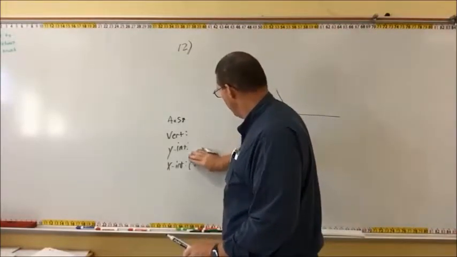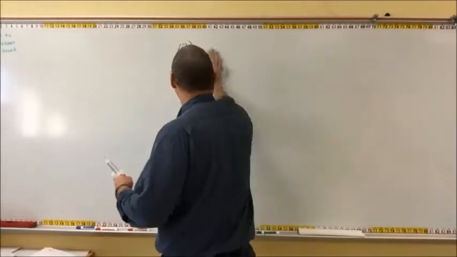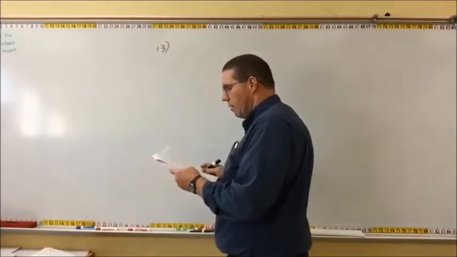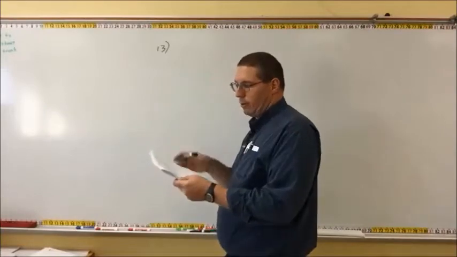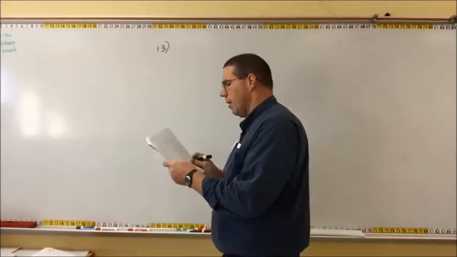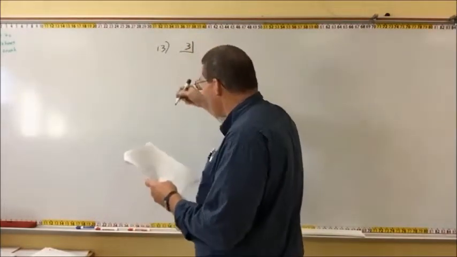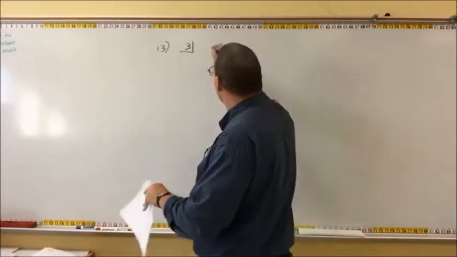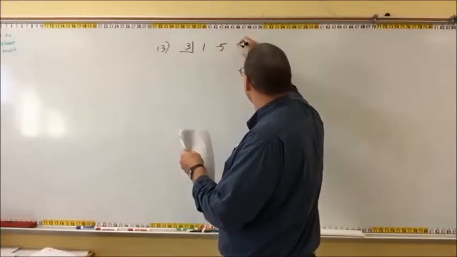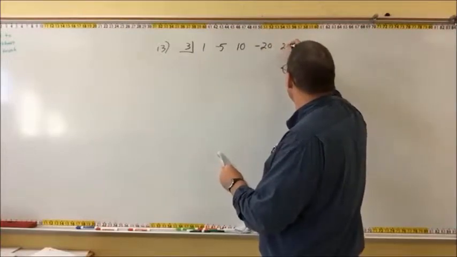Now, let's do question 13. Oh, we're starting to get into a couple easy ones here. Question 13 says, divide using synthetic division. I don't want to write this whole thing. You have it on the piece of paper. x to the fourth minus 5x to the third plus 10x squared, et cetera, divided by x minus 3. Since it's x minus 3, I'm going to put positive 3 in the half box. x to the fourth has a coefficient of 1, then -5, then 10, then -20, then 26.